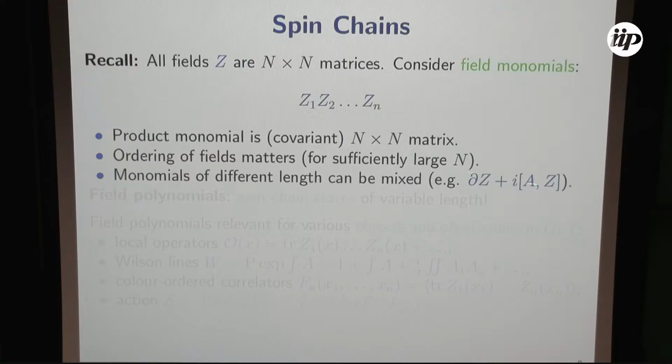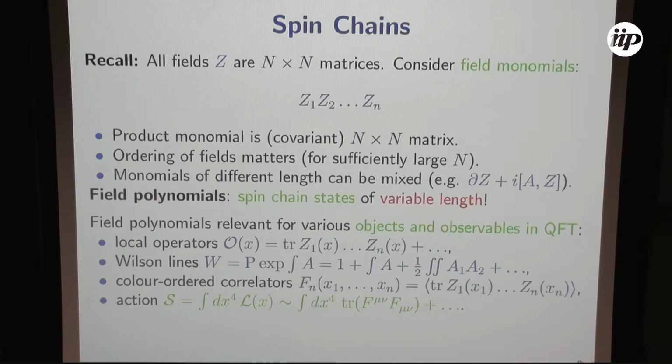It's because you mix different fields. For example, for a covariant derivative, you mix a single derivative of a field with the commutator of two fields. So in that sense, monomials of a given degree are not interesting, but what's more interesting is actually polynomials of variable length. All spin chains of different length can mix. The Hilbert space for this spin chain contains spin chains of arbitrary length, but typically they are finite. So you have spin chain states of variable length.